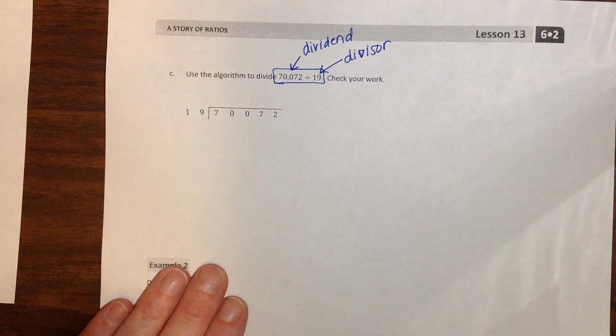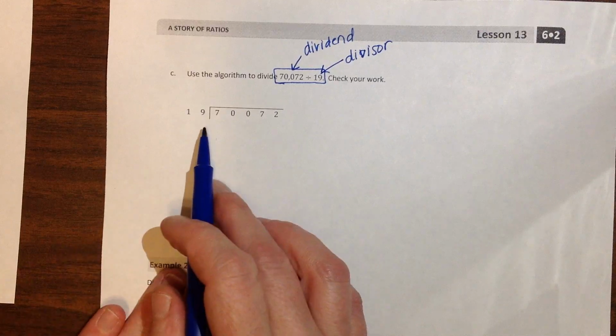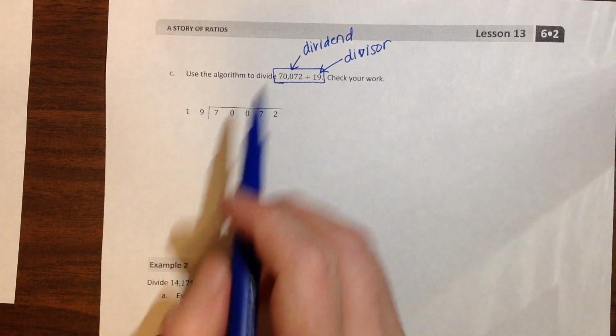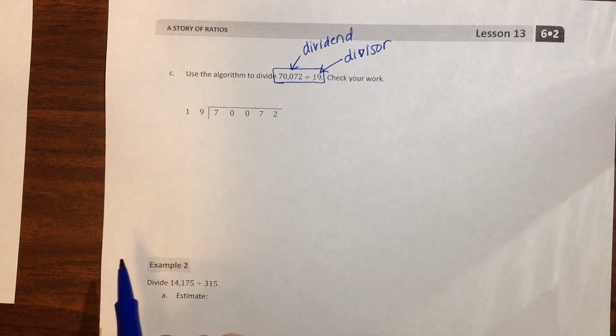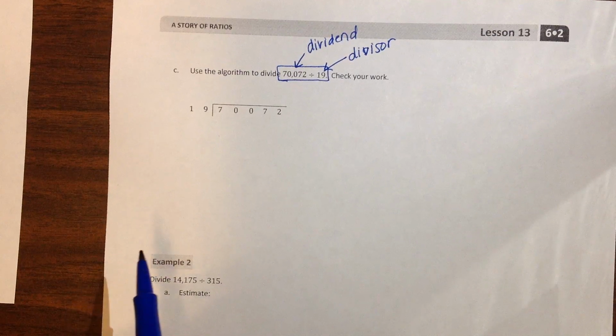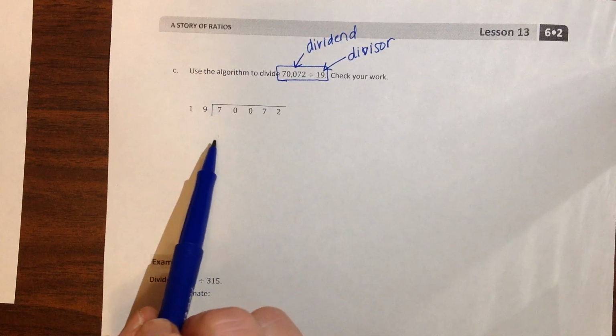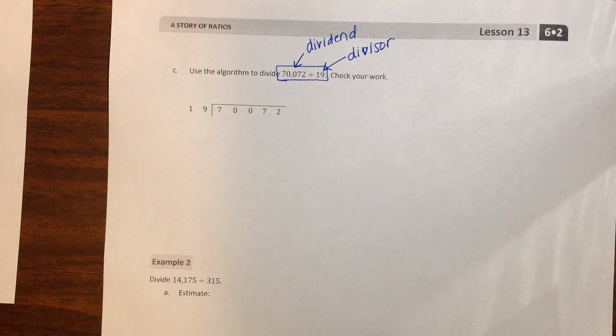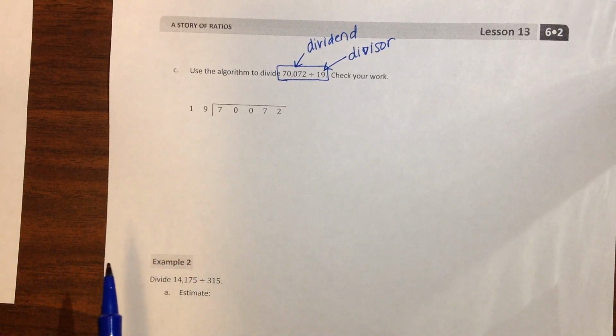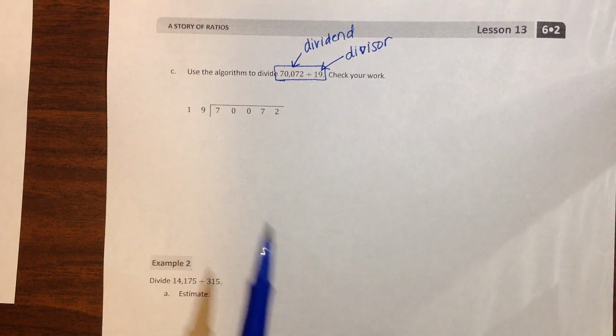7,072 divided by 19. This should not be anything new, this should definitely be a review. You guys have learned division, practiced division. I know you did this last year, and you probably also did it in 4th grade. These numbers are just a lot bigger. Again, we're using big 6th grade numbers.